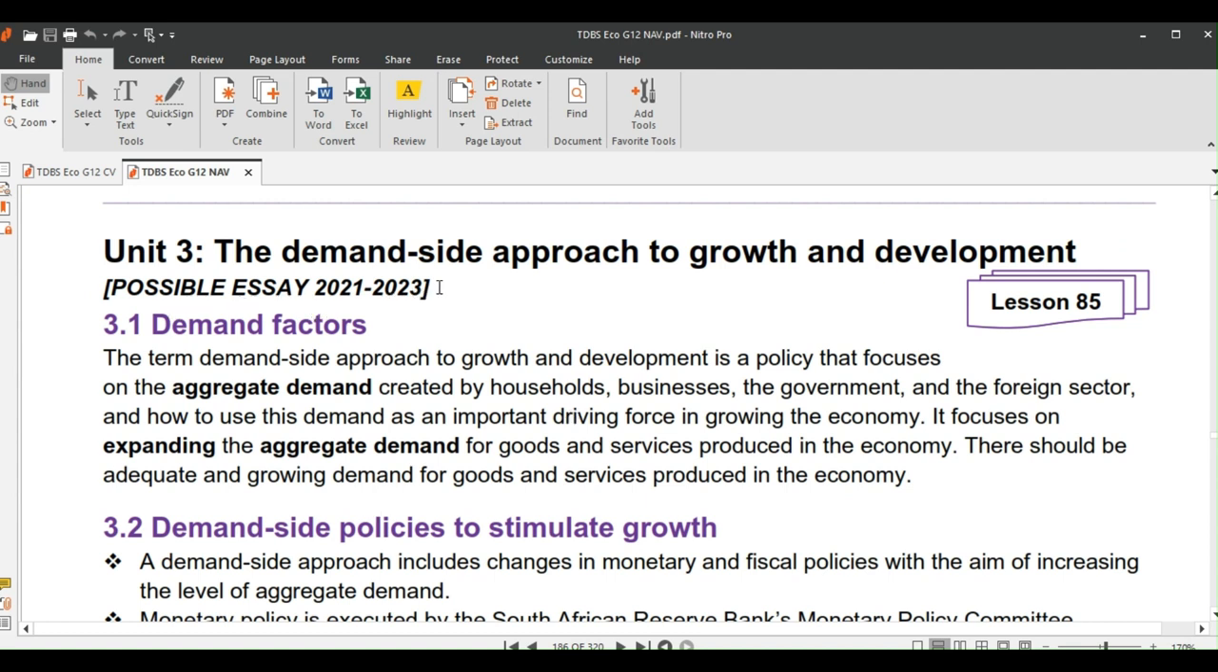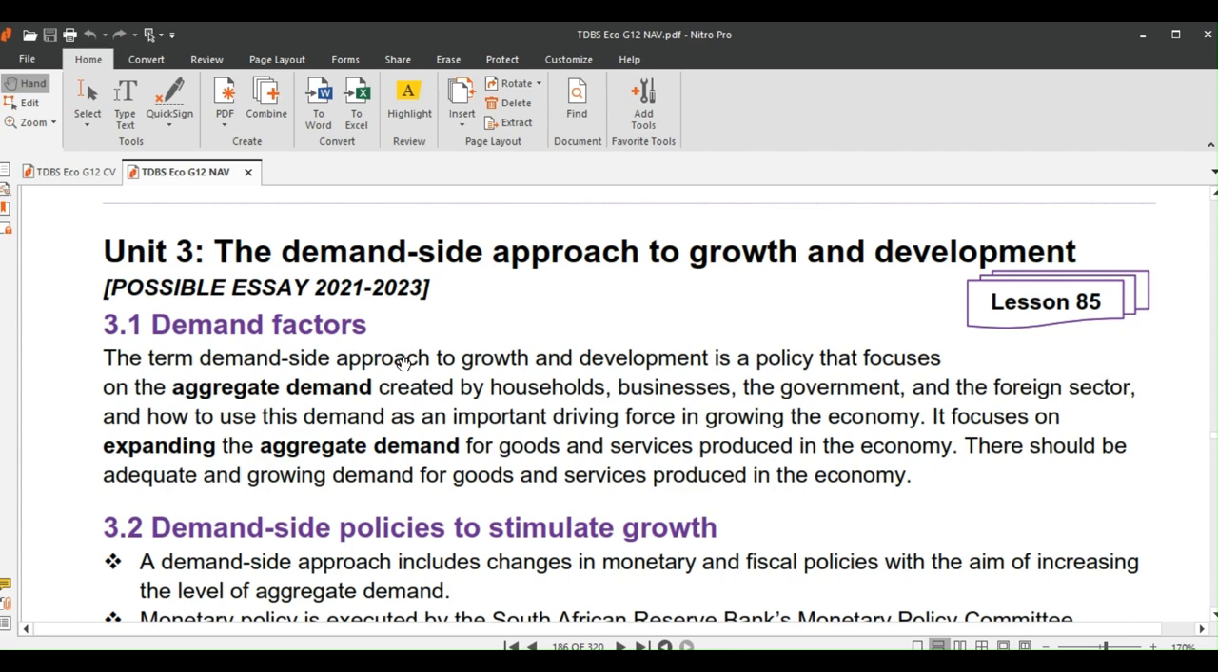The phrase demand-side approach to growth and development is a policy that focuses on the aggregate demand created by households, businesses, the government, and the foreign sector, and how to use this demand as an important driving force in growing the economy. It focuses on expanding the aggregate demand for goods and services produced in the economy. There should be adequate and growing demand for goods and services produced in the economy.